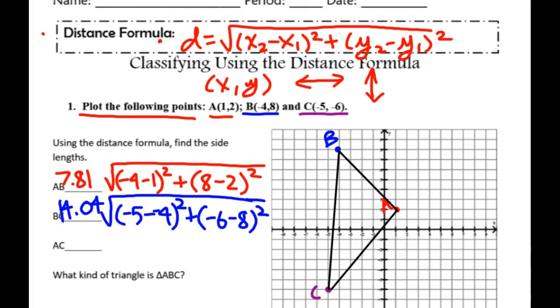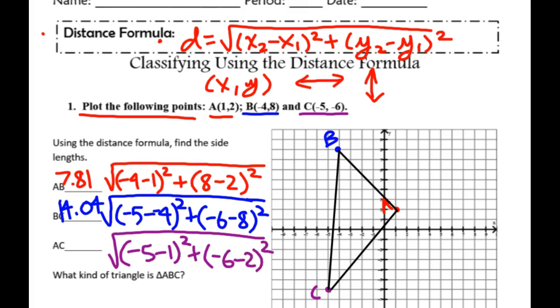All right, and then my last one. Again, I'm going to use A and C, so I'm going to use parentheses negative 5 minus 1, parentheses squared, plus, and then negative 6 minus 2 squared. All I got to do once again is take that to the calculator. So let's go ahead and pull that up right now.